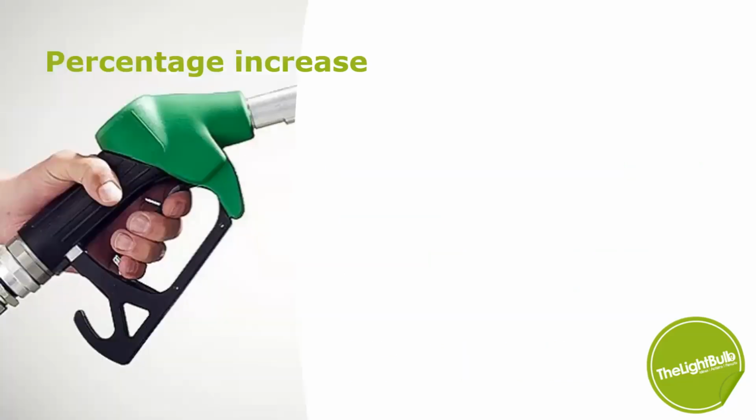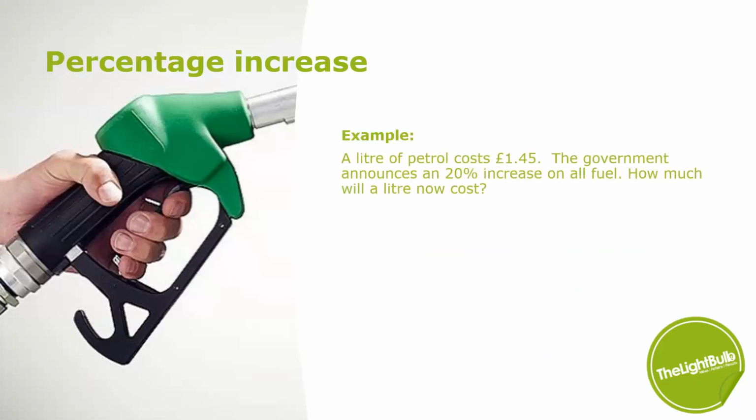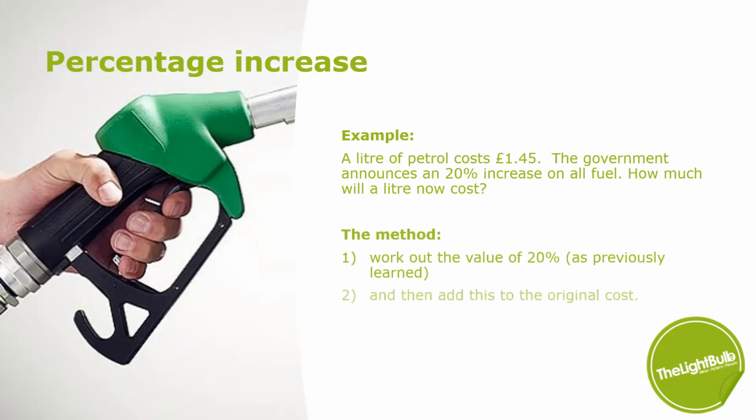Okay, and then we come to our final example here, which is about fuel. So let's say a litre of petrol costs £1.45. There's going to be a 20% increase on all fuel. Hopefully not, but you never know. So how much would a litre now cost if there was a 20% increase on all fuel? Well, we use the same method as before. We work out the value of the 20%, and then step 2, we just add that onto the original cost at the end. So 20 seconds, your time starts now.